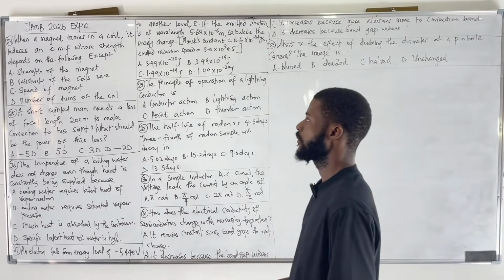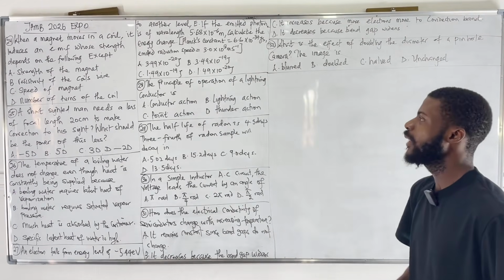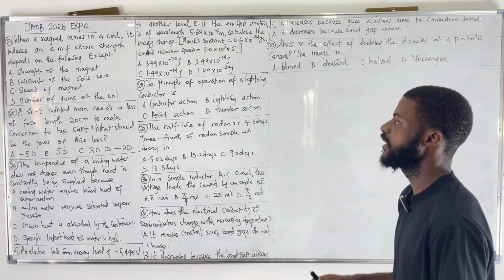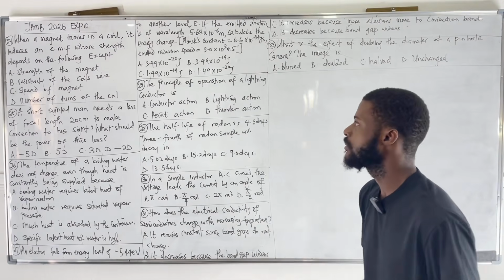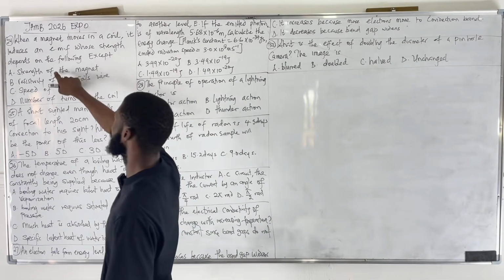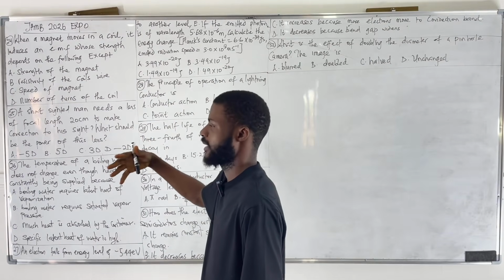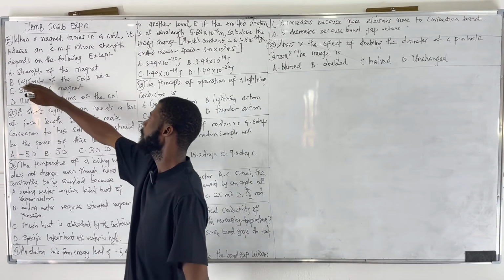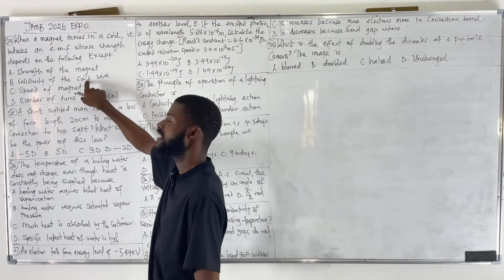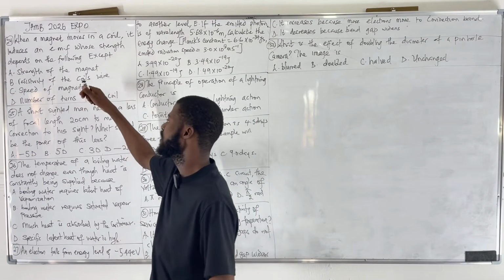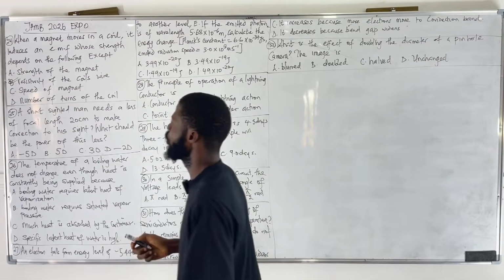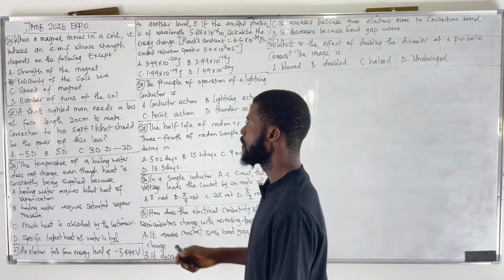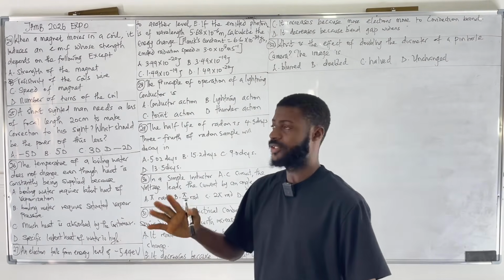Let's move to the next one. Question 24. When a magnet moves in a coil, it induces an EMF whose strength depends on the following, except, of course, the strength of that very magnet, the speed of the magnet, the number of turns. It would have depended on this if they talked about the flux, but they didn't. So the answer to the question is going to be B, resistivity of the coil's wire. It doesn't depend on that. It only depends on the flux change.